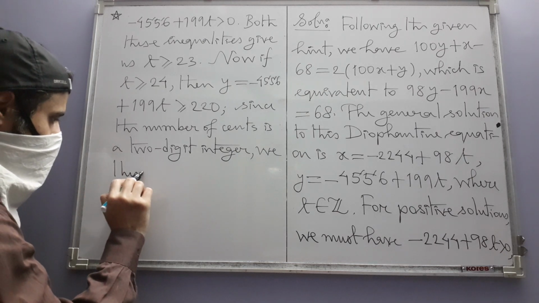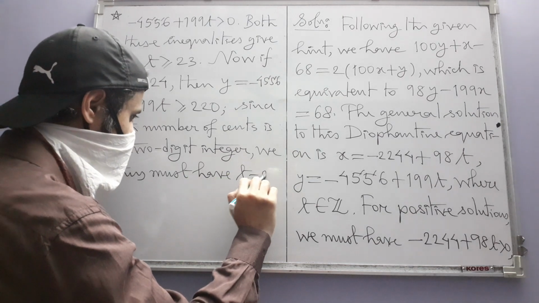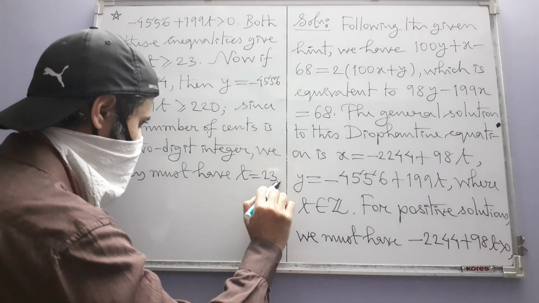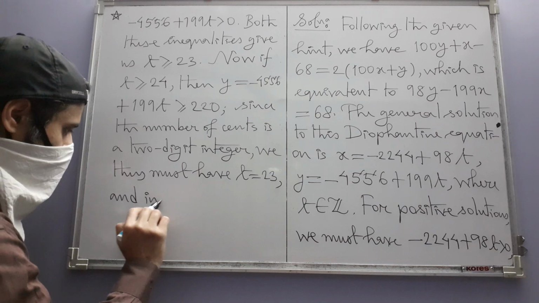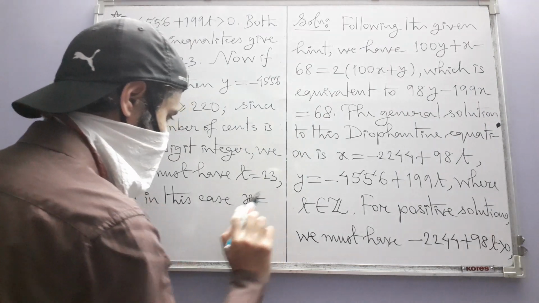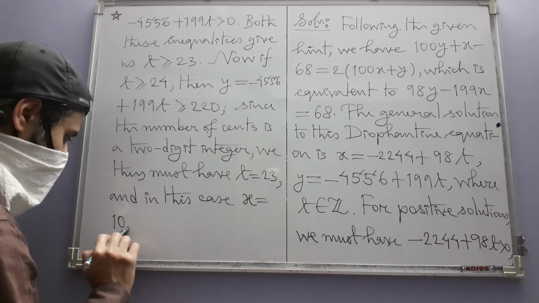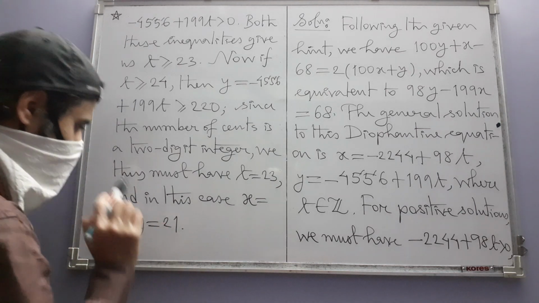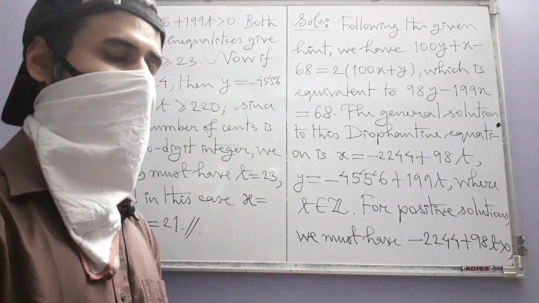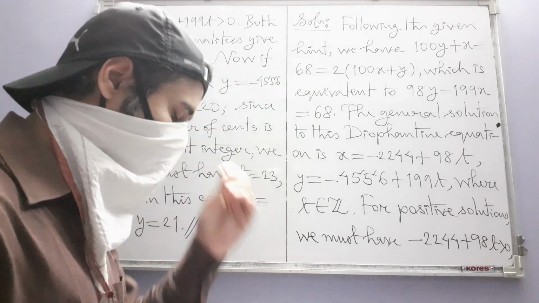We thus must have t equal to 23, and in this case x should be what? 10 and y is 21. $10.21, a check for $10.21. Okay, for the sake of mathematics, it's okay.